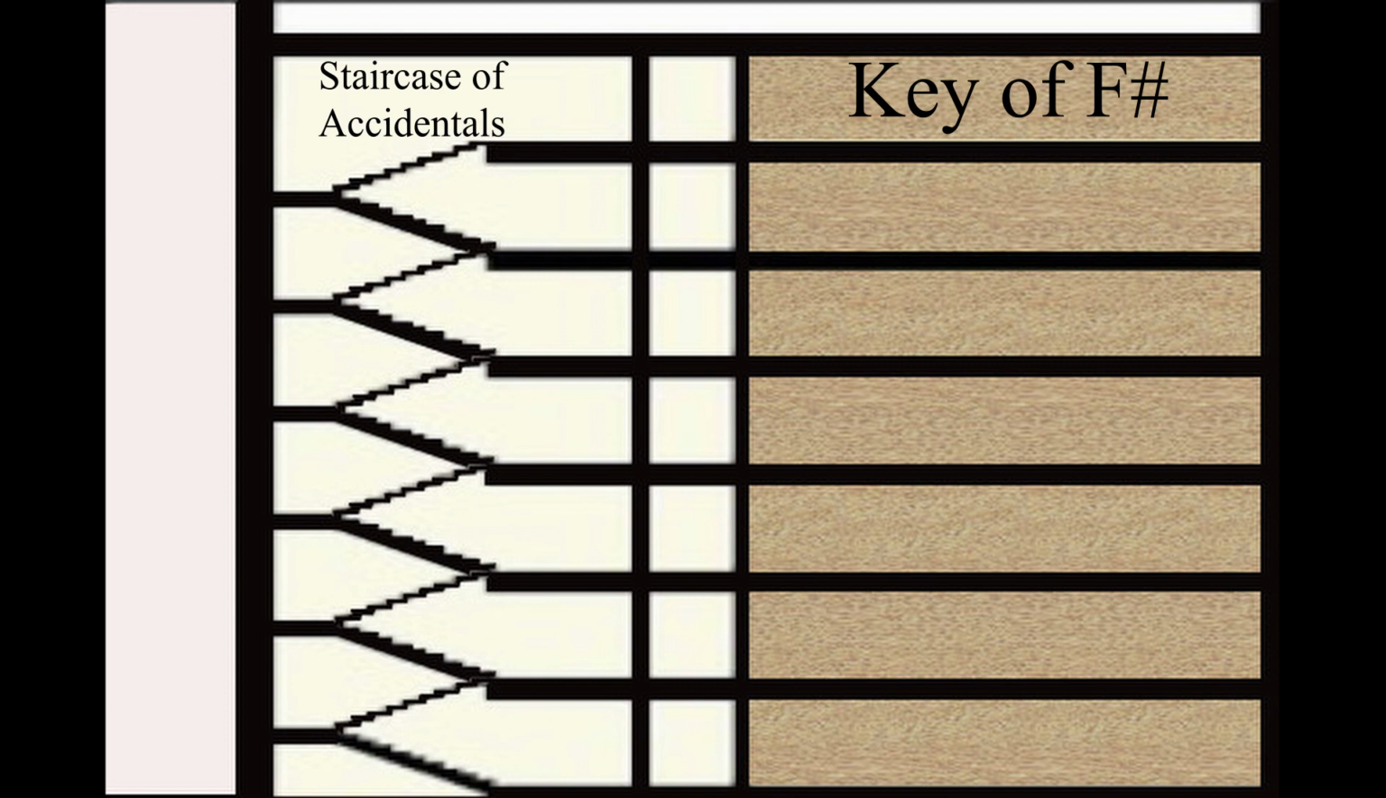What key has 6 sharps? The answer would be F sharp, which is the 6th level of the key warehouse, using 6 flights of stairs, F sharp, C sharp, G sharp, D sharp, A sharp, and E sharp.